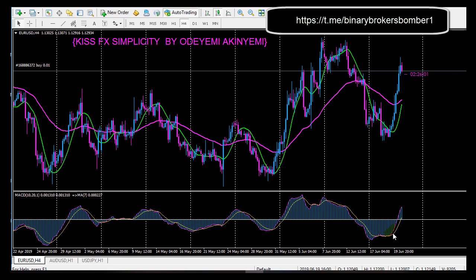These two lines here, the magenta and the yellow, there must be a crossover up, and there must be a crossover of the candle above the T3 line. Look at the crossover here. Look at the rejection here. This rejection is very, very important.